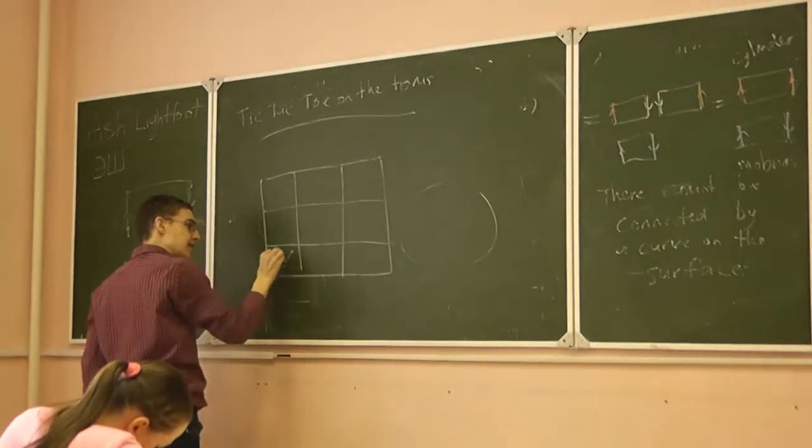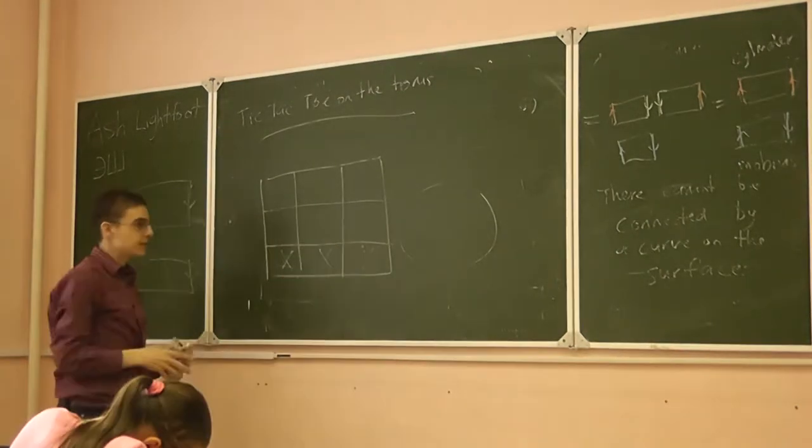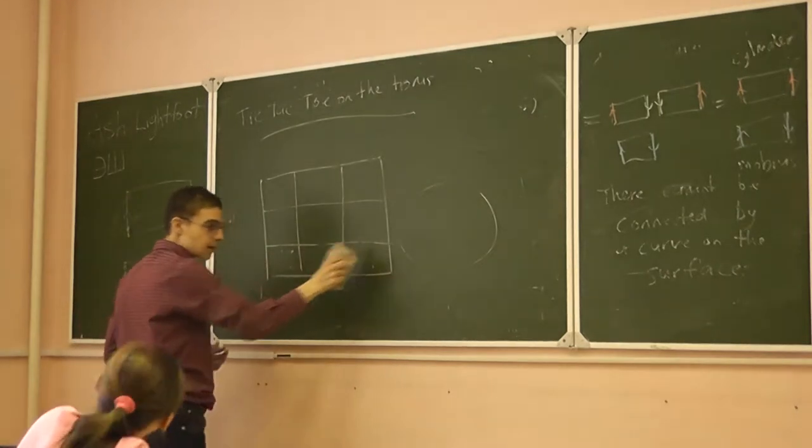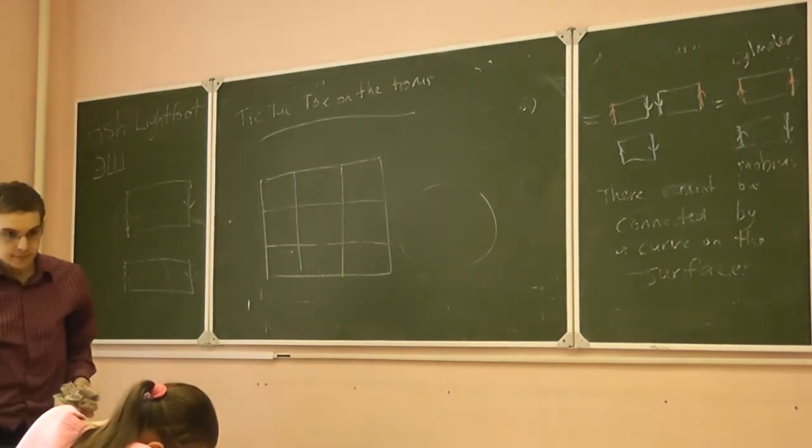Okay, so in regular tic-tac-toe, these would be a winning move. If three crosses, then you win. But let's play it on the torus instead.